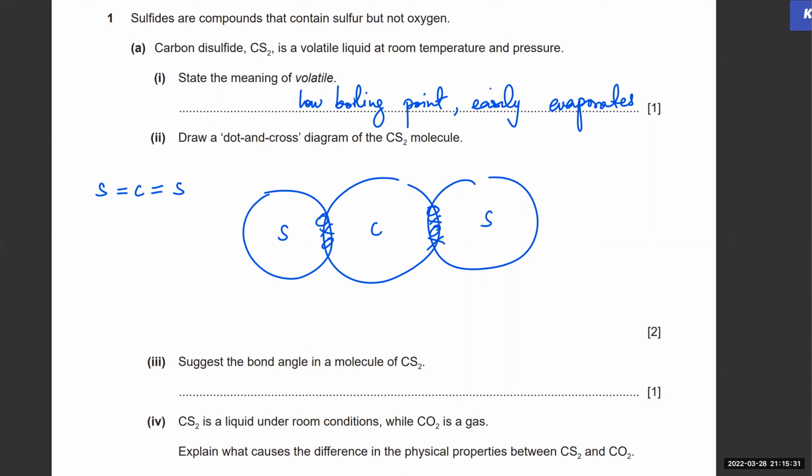So carbon would share 4 electrons. Remember, group 4 shares 4 electrons. Group 5 shares only 3 electrons. Group 6 shares 2 electrons. And group 7 shares 1. And sulfur will have 4 electrons remaining out of its 6 valence electrons.